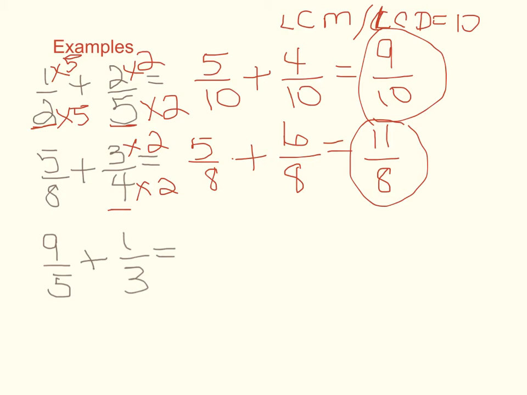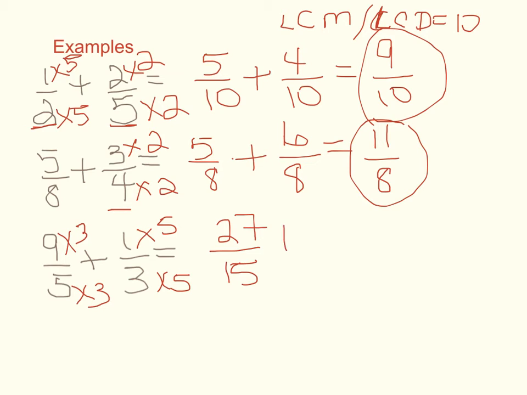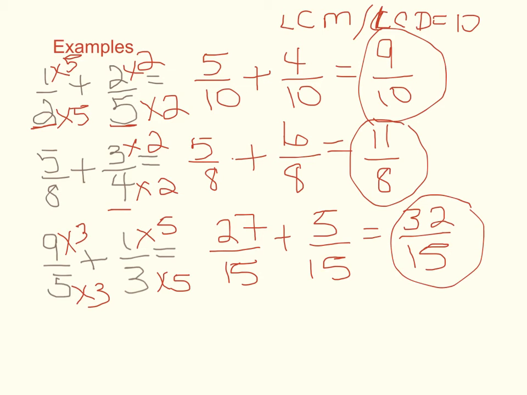And then the last example, I have 9/5 plus 1/3, so I'm looking for a common multiple and the lowest common denominator of 5 and 3. I know that would be 15, so I multiply 5 by 3 and the 9 by 3, and I multiply this fraction top and bottom by 5. So I get 27 over 15 plus 5 over 15. That gives me 32 over 15. Again, I can't reduce that. I don't have any common factors between 32 and 15, so that's my final answer.